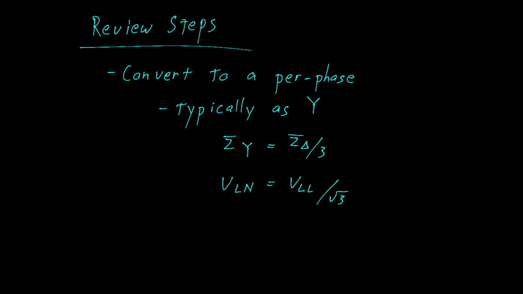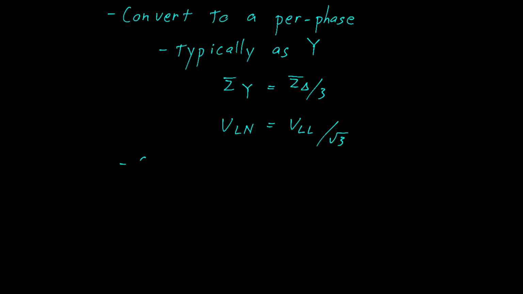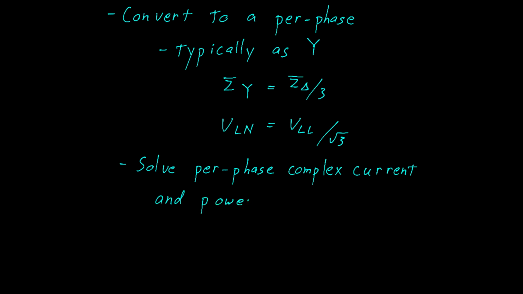By the way, a classic mistake in three-phase circuits is you'll get root 3 and 3 mixed up. And then to make things even worse, if you start playing with RMS values, you can now get square root of 2 mixed up with square root of 3 mixed up with 3. But that's another story. Anyway, from there, solve your per phase complex current and power. To simplify everything, we're going to assume that the A to neutral phase has an angle of 0 degrees.